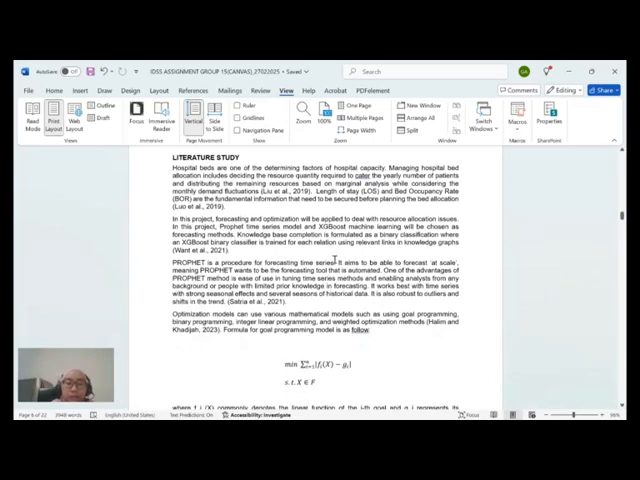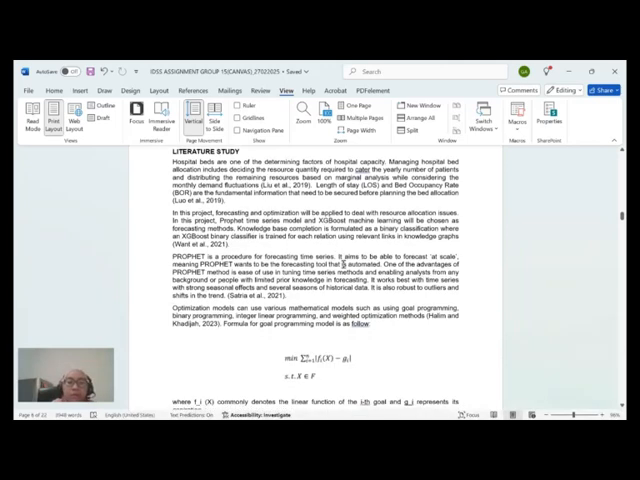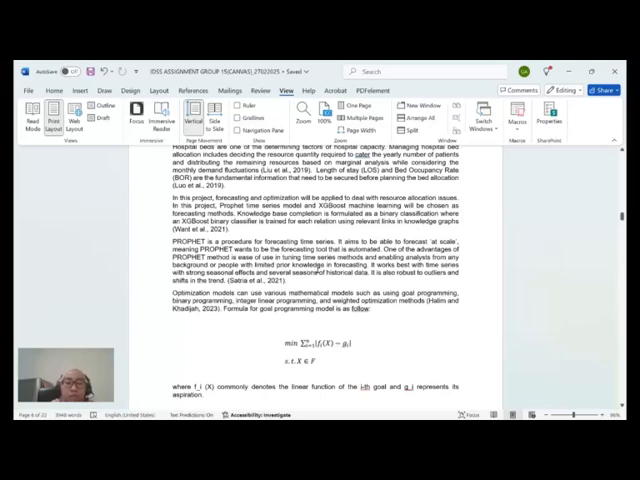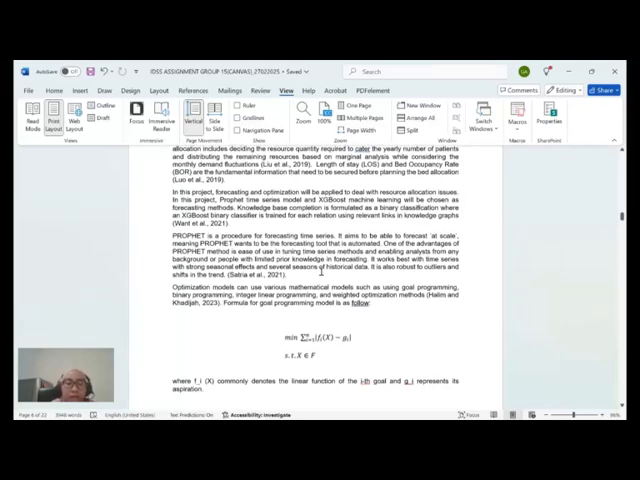And in this case study, we are going to forecast what will be the number of beds required for the hospital. And then in here, we will use Prophet time series and XGBoost. So Prophet time series is one of the procedures for forecasting time series. And one of the advantages is the ease of use in tuning time series methods. So it enables people or analysts with limited prior knowledge. And then it works with seasonal effects and several seasons of historical data.